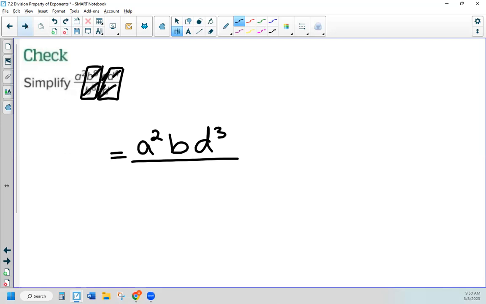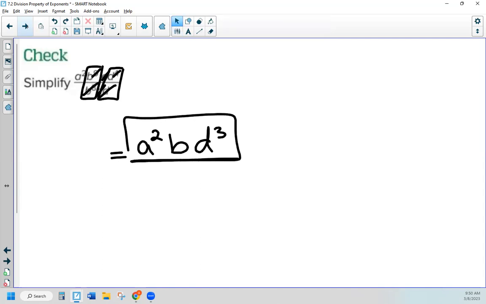Now we could see that we have nothing in the denominator. Don't say that we have 0. When we have nothing in the denominator, it is the same thing as having a 1, which we don't really need, right? Anything divided by 1 is the same thing. So there you have it. The answer for this problem is a to the second power times b times d to the third power.